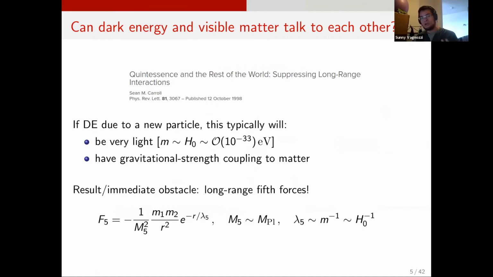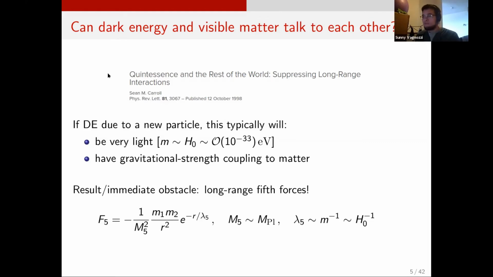And this is both a curse and a blessing. It's a blessing because if they talk to each other, we can try to look for it. We can try to look for non-gravitational signs of dark energy. But it's also a curse because if dark energy is a new particle, it has to be extremely light. It has to have a mass which is of order the Hubble scale or lighter. And typically it's going to have gravitational strength coupling to matter, again, unless it's protected by a symmetry.